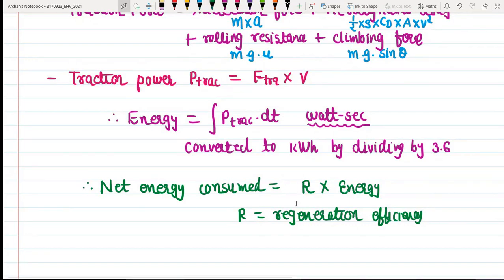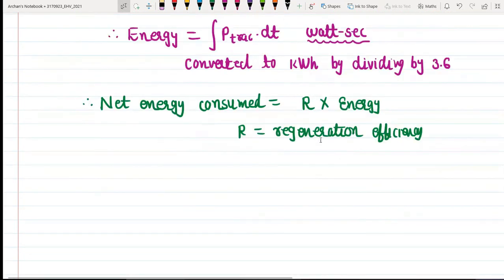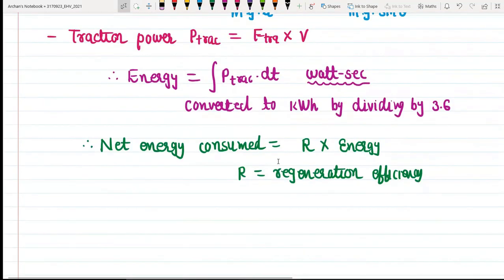Now what do you mean by this regeneration efficiency? Suppose the regeneration efficiency is equal to 100%. Then what will happen? The net energy consumed ideally would be equal to 0. Suppose the regeneration efficiency is equal to 50%, then the net energy consumed will be 50% of the total energy consumed by the vehicle. That is, whenever we integrate the traction power with respect to time, it needs to be multiplied by 1 by 2. So you can say only half of the energy will be consumed.